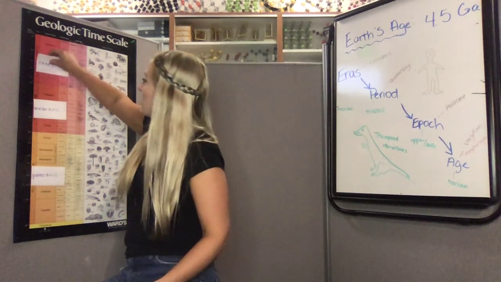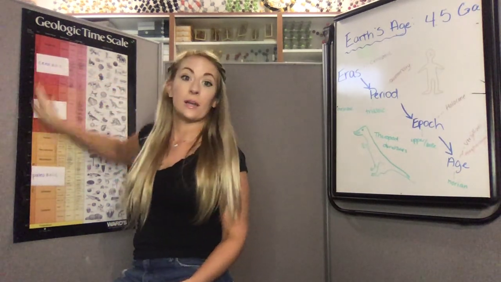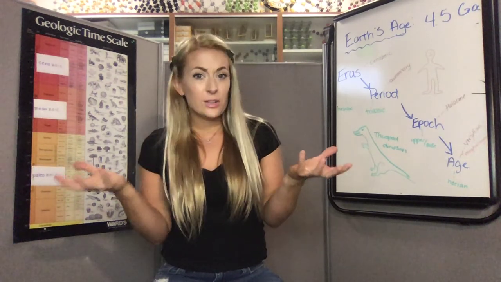So Cenozoic is our current era that we are in. So that Ceno part, we know the zoic refers to animals, zoos are animals.